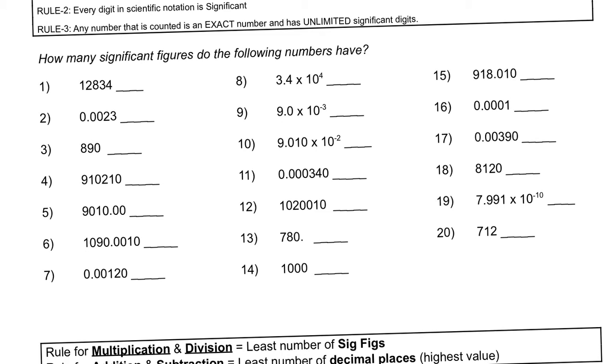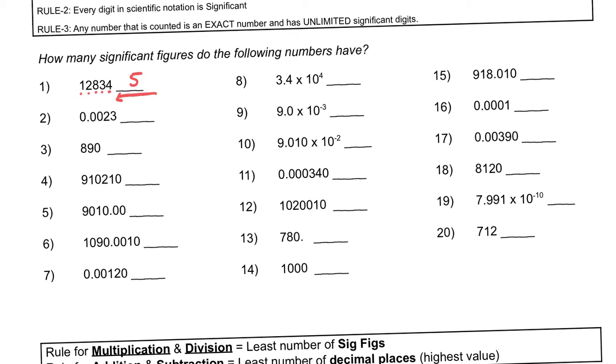Well, there's no decimal place, so the decimal is absent. So we're going to come from this direction, and we're going to go to the first non-zero number, which is 4. Once we start counting, we're going to count till we run out. So 1, 2, 3, 4, 5. This will have 5 significant figures.